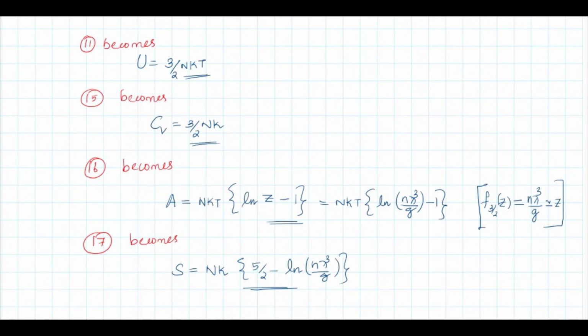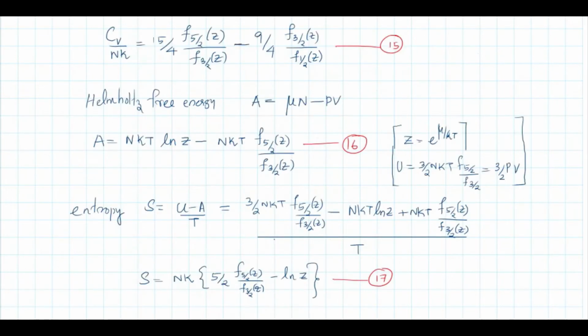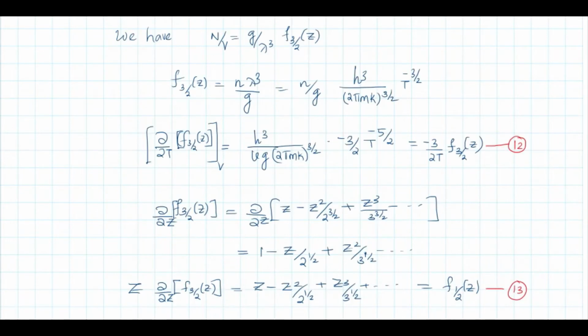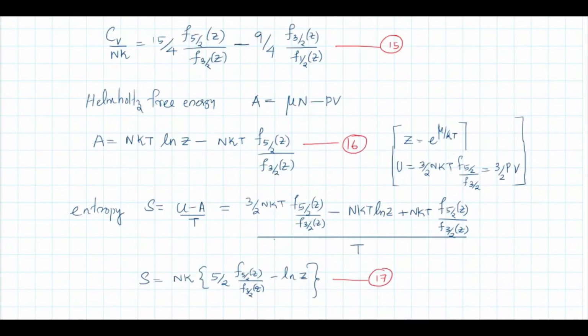Then what about equation 11? Equation 11 is this one. f5 by 2 z and f3 by 2 z, both will be z, so that will cancel and U becomes 3 by 2 nkt. What about Cv? f5 by 2 z and f3 by 2 z are both z, and f3 by 2 z and f half z are both z. That will cancel. 15 by 4 minus 9 by 4 is 6 by 4, which is 3 by 2. So Cv is 3 by 2 nk. So energy is 3 by 2 nkt.